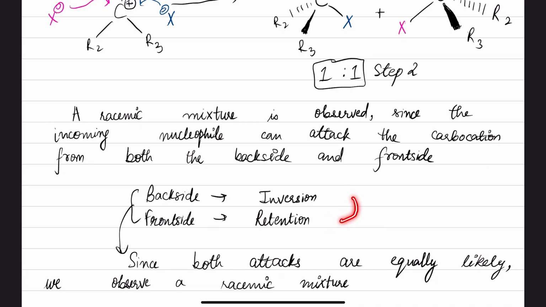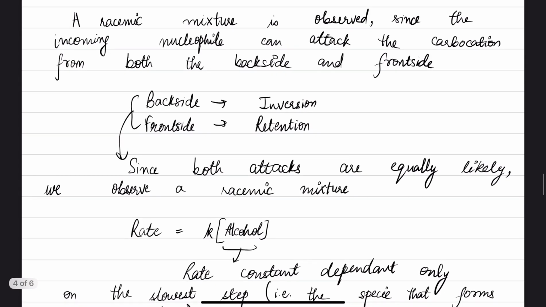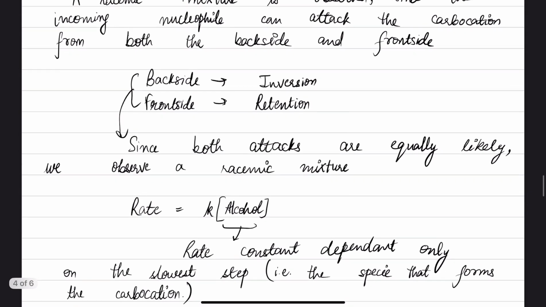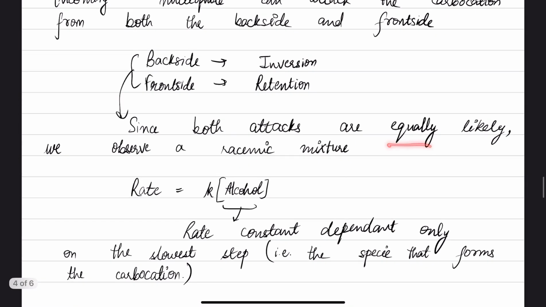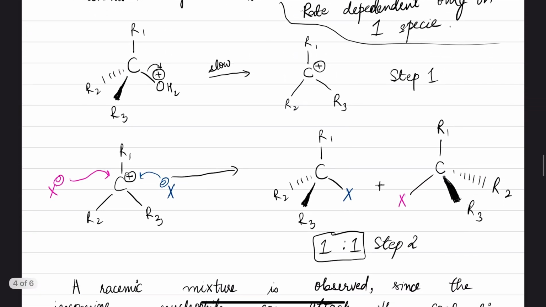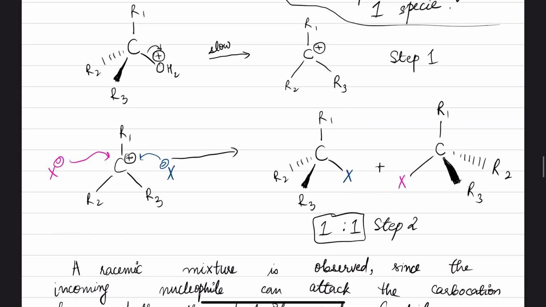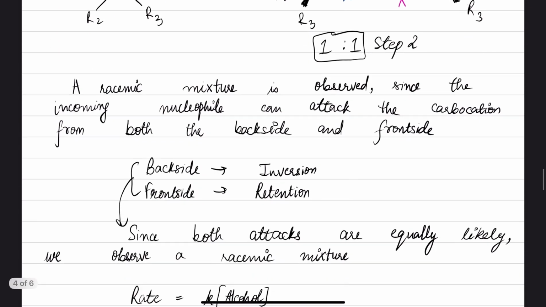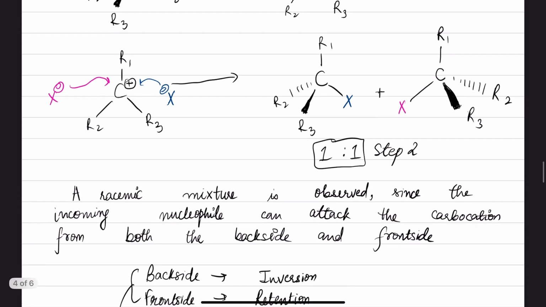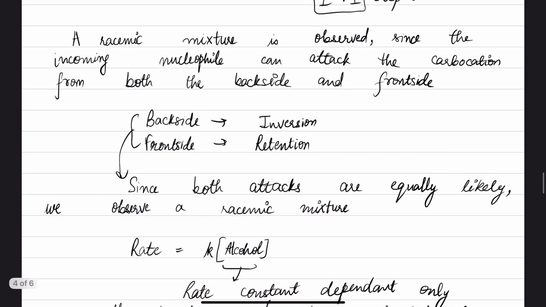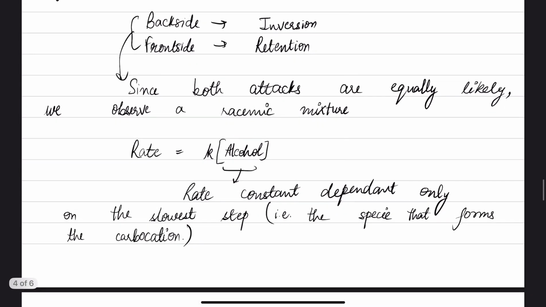And since both of them are 50-50, they negate the effect of each other, and in the end, you get a racemate. Yeah, since both of them are equally likely, there are certain ways when you can make one more likely over the other, but in general, in a normal SN1 reaction, they are equally likely.